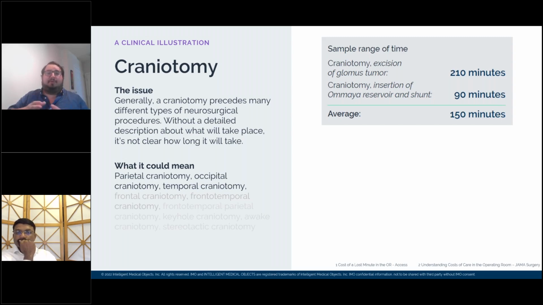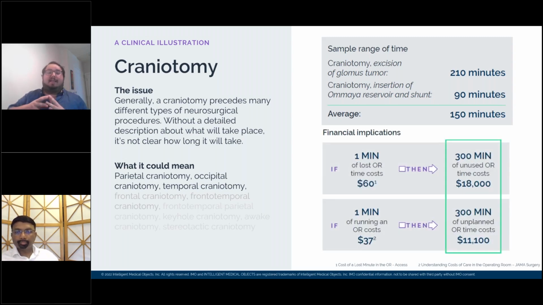A craniotomy excision of glomus tumor, let's say on average, takes about 210 minutes, while a craniotomy insertion of Ommaya reservoir and shunt takes 90 minutes. If you were in an organization where both of these procedures were done essentially around the same amount of time, but it was just being scheduled with the term craniotomy, the procedure would be calculated to take about 150 minutes by the system. So in that case, if you then did 5 procedures, let's say, where they're all really craniotomy, insertion of Ommaya reservoir and shunt, 60 minutes of extra time are going to be blocked off per case, or about 300 minutes, or 5 hours, of wasted OR time. That can calculate out to being about $18,000 at a time cost of $60 a minute.